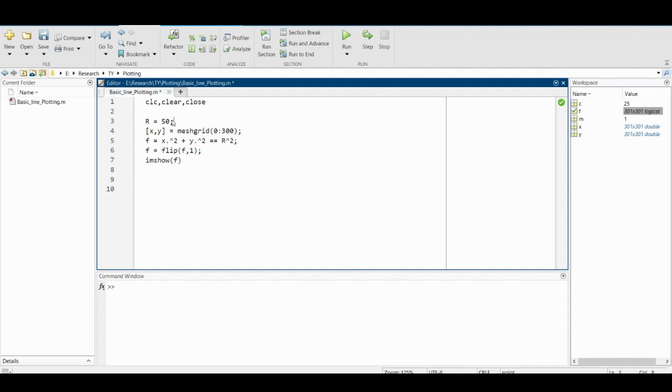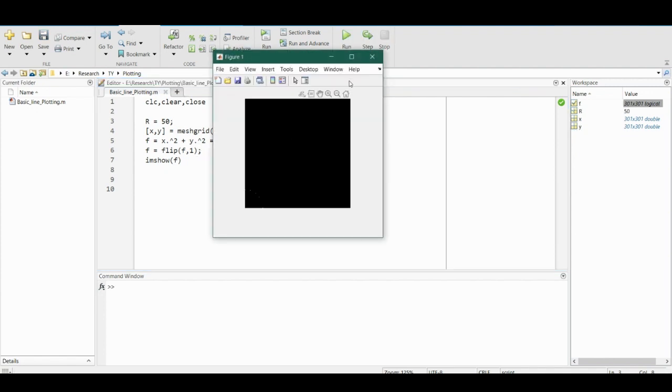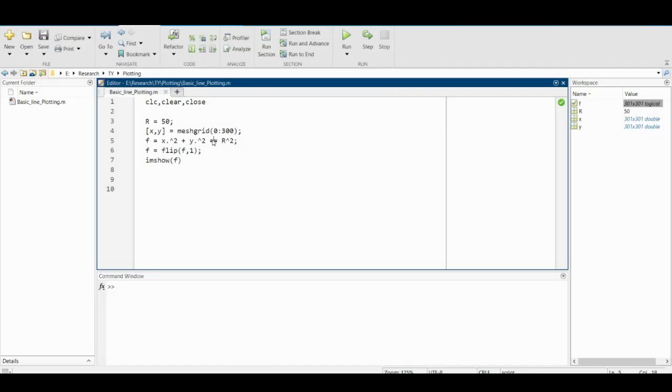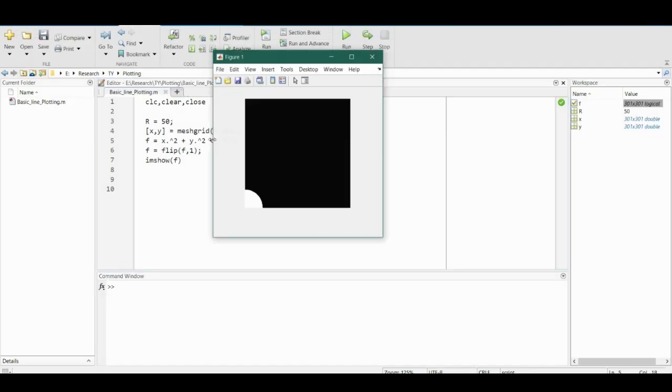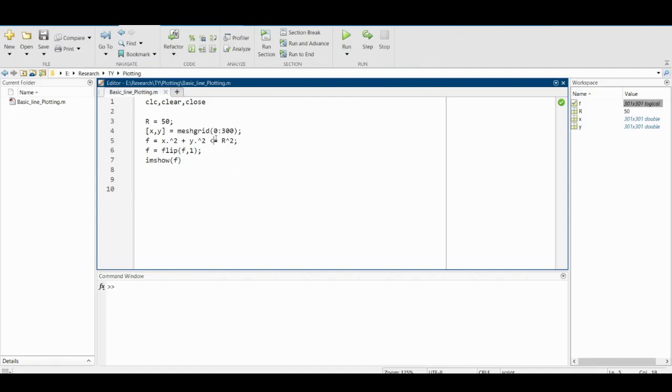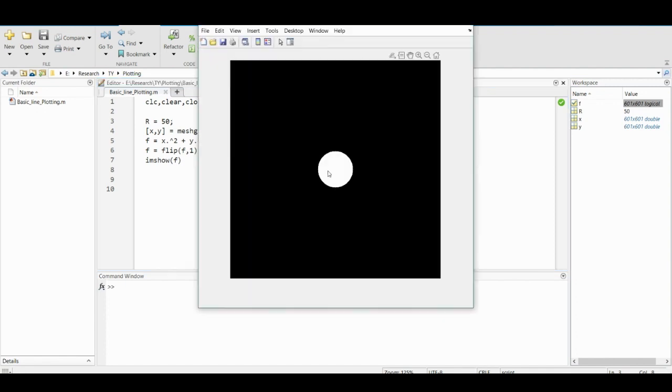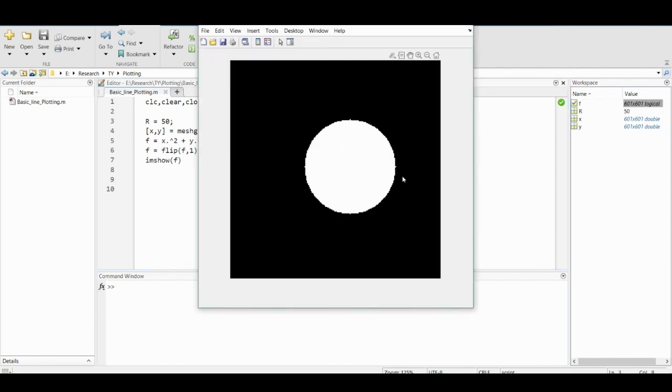But I guess it's going to start from 0. The origin is at 0, 0. So only a quarter circle will be seen, I think. Let's see. Yep, it's a quarter, because these points are satisfying the less-than condition inside the surface plotting. So this is your half surface circle. You can actually include from minus 300 to 300, because the origin is at 0, 0. This is now 0, 0 here.